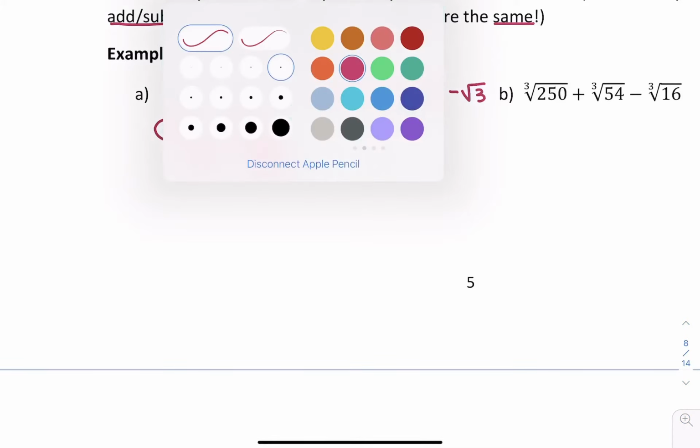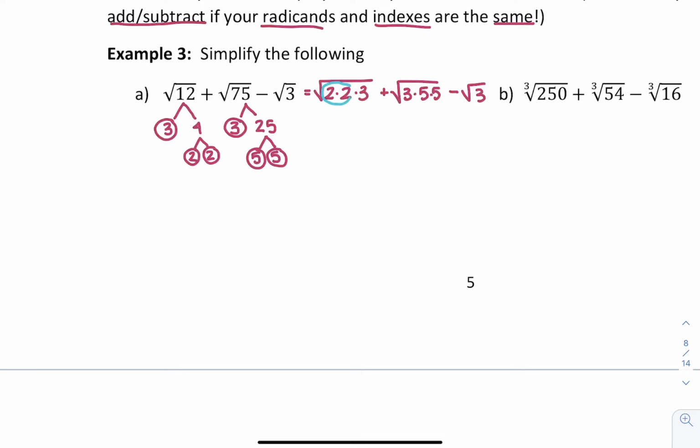Now, since I have an index of 2, I'm looking for pairs that can leave the house together as 1. So these square root of 2 leave as 1. The square root of 5 times 5 leave as 1 minus the square root of 3. Now, if you look, I've got a square root of 3, a square root of 3, and a square root of 3. So I have 2 plus 5 minus, since there's nothing written, 1. So 2 plus 5 minus 1 will give me 6. So this answer is 6 square root of 3.